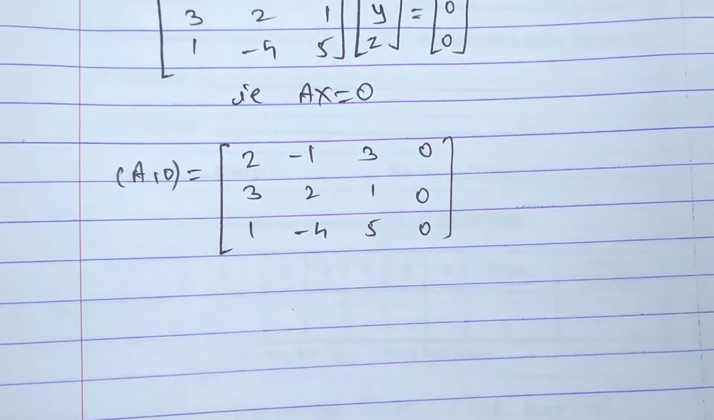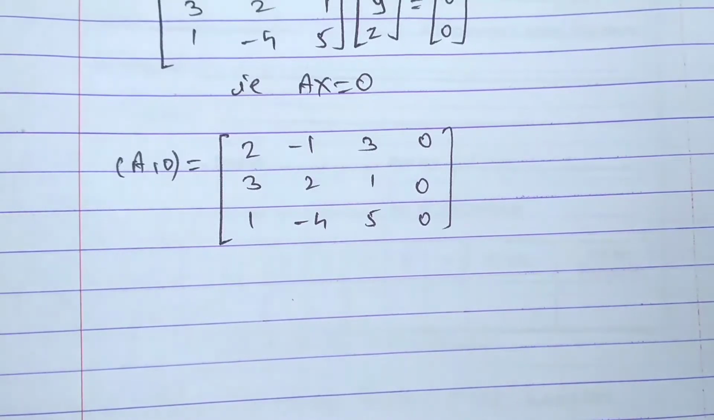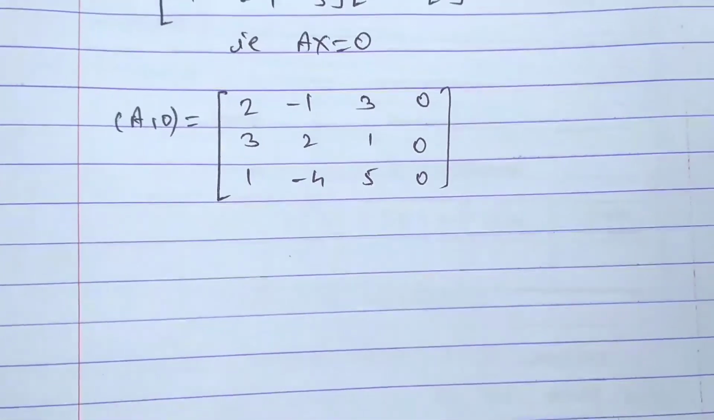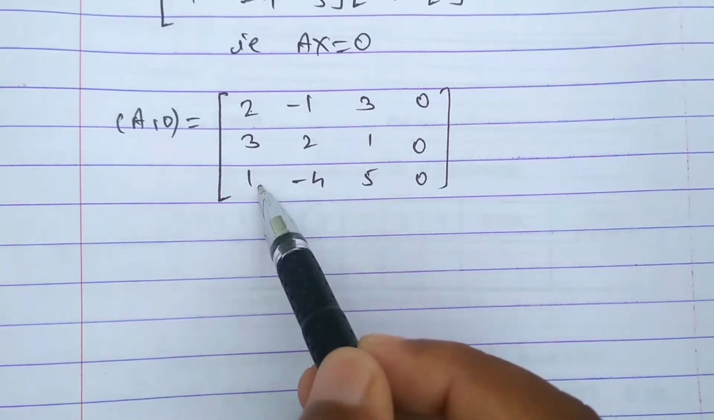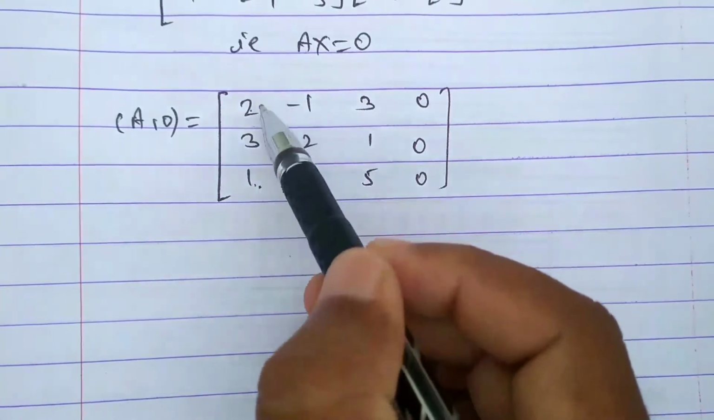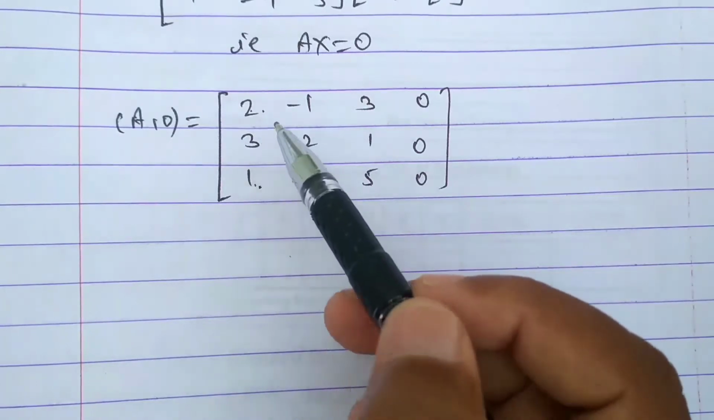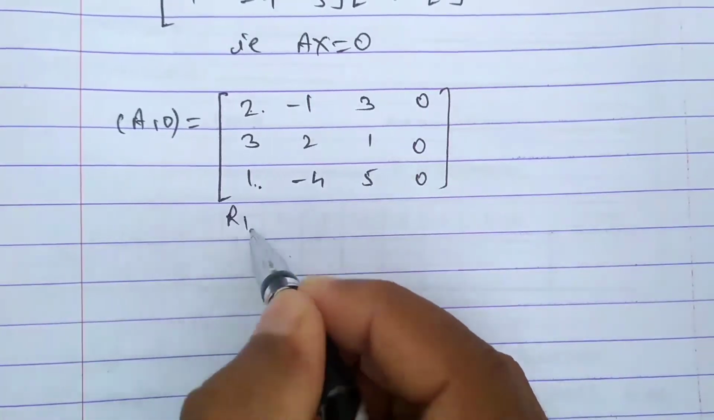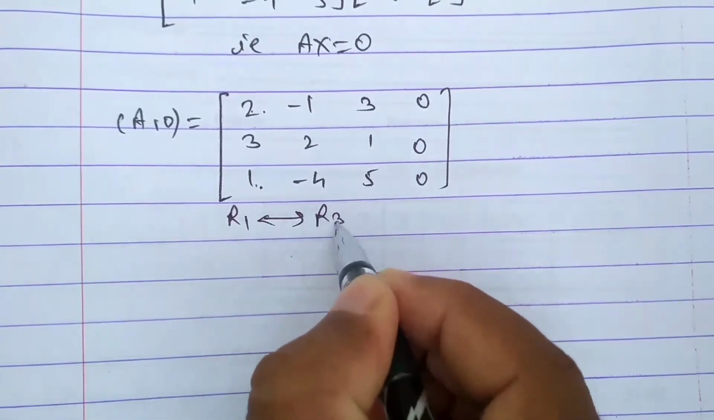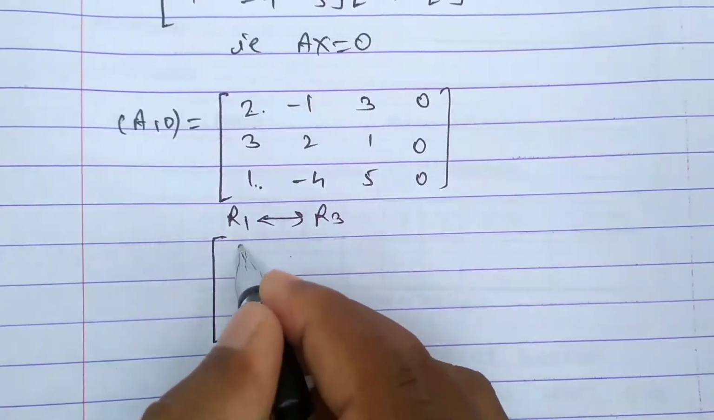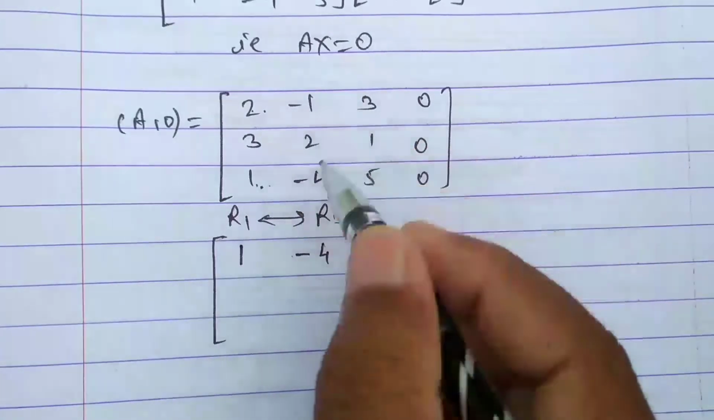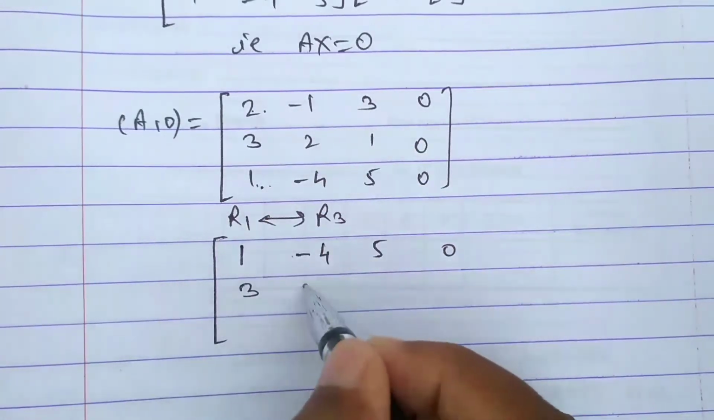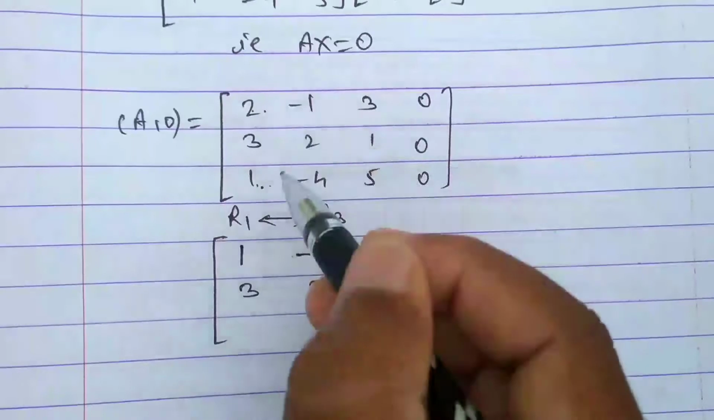Then to find the solution, convert this matrix to the echelon form. So first we use the transformation R1 interchanged with R3 so that this 1 comes here and the remaining calculations may be easy. So R1 interchange with R3. See what happens. 1 minus 4 5 0, that means the third row becomes the first row, the second row as it is, and the first row becomes the third.